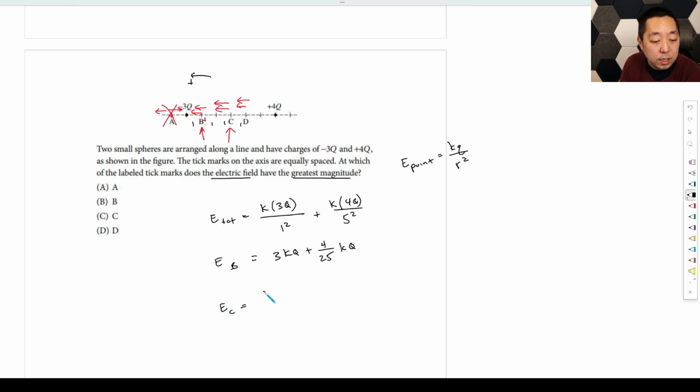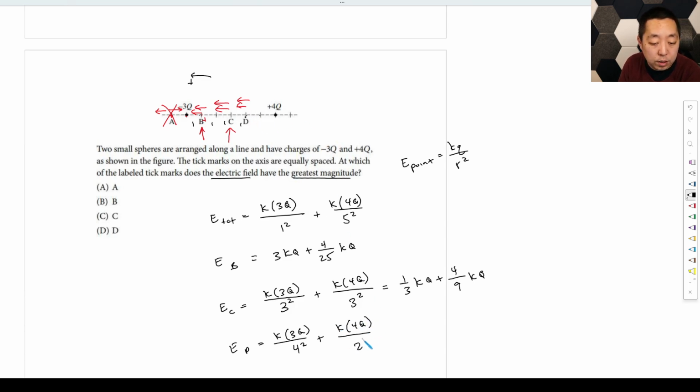How about at C? It's going to be K3Q, and what is that distance? 1, 2, 3, 3 squared, and then K times 4Q over, what is that? 1, 2, 3, also 3 squared. So this is going to be 1/3 KQ plus 4/9 KQ. Okay, and then at D, it's going to be K3Q. What's the distance between D and this charge here? 1, 2, 3, 4. 4 squared. Plus K times 4Q over 1, 2. 2 squared. Right? So this is going to be 3/16 KQ plus 4 over 4.